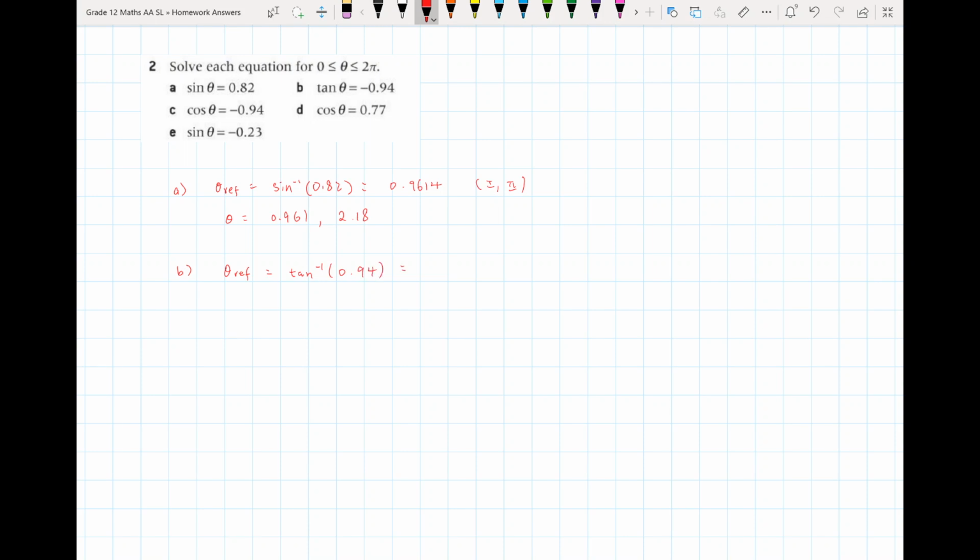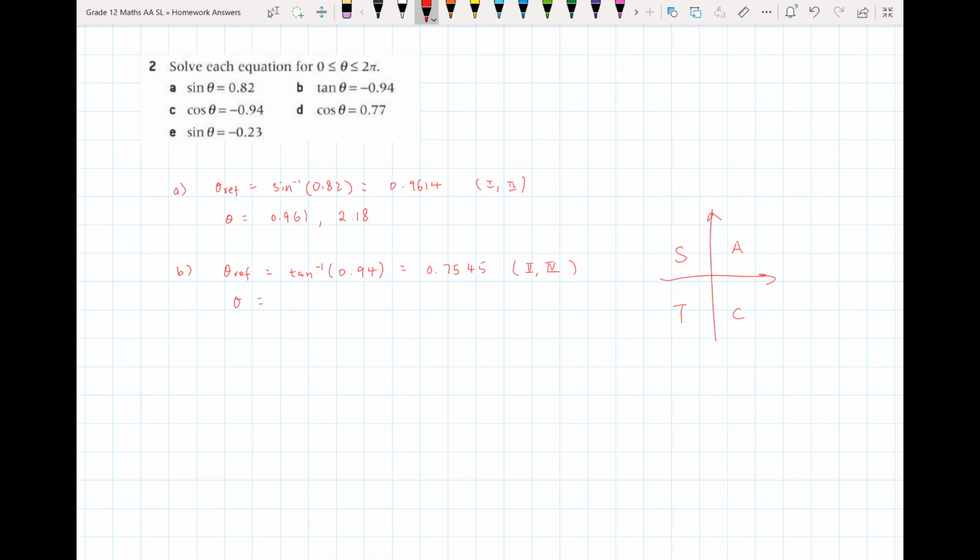So forget about the negative sign for now. Let's just find out what the reference angle is. So here, tangent is going to be negative in quadrants 2 and 4. Again, if you cannot visualize it, then draw out the diagram.